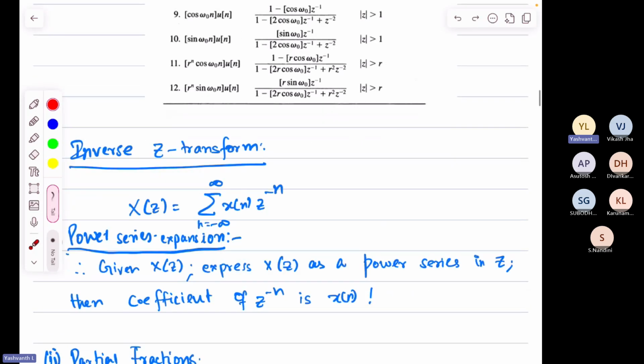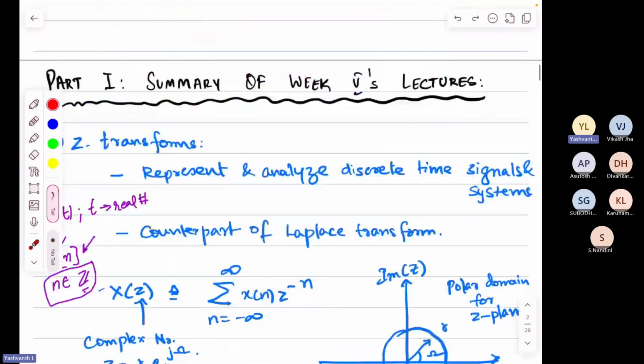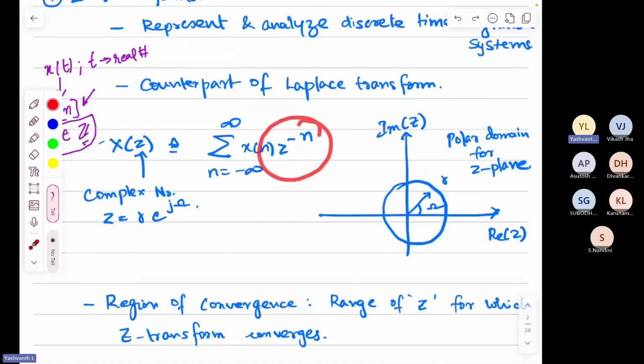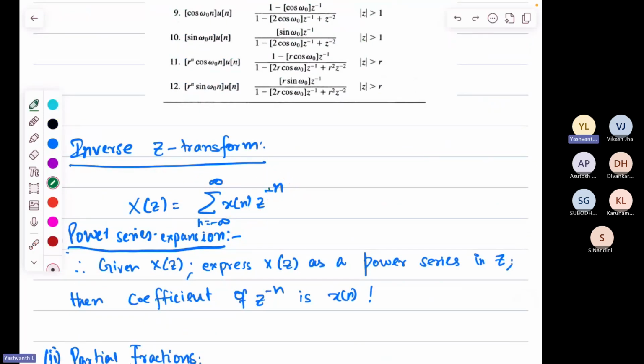The expression for that is x of z equal to summation n equal to minus infinity to plus infinity x of n z power, I think it's plus n. If you go back to the definition of z transform, it has z power minus n. So for inverse z transform, it should be z power plus n.